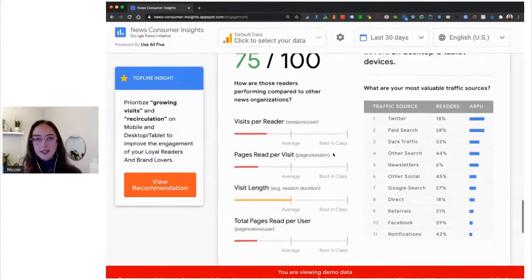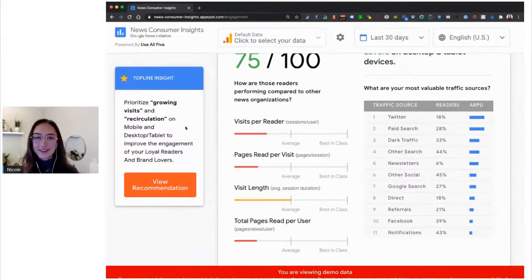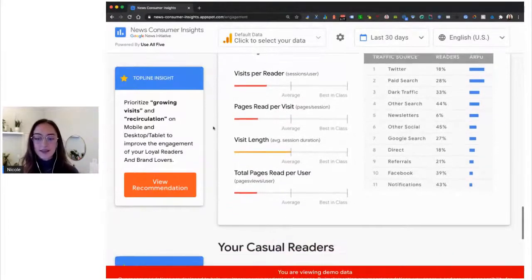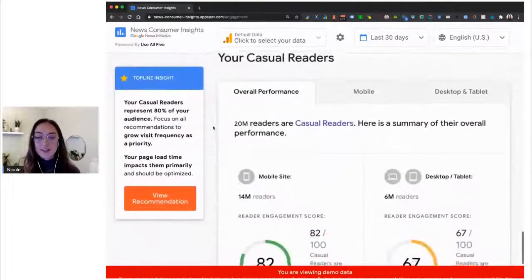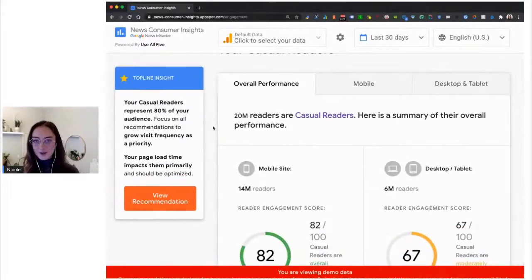If we scroll back up and take a look at desktop and tablet, it will show you the exact same information and potentially different traffic sources. That's also something you would like to note. And then looking over here on the left-hand side, back to the top line insight: prioritize growing visits and recirculation to improve engagement.